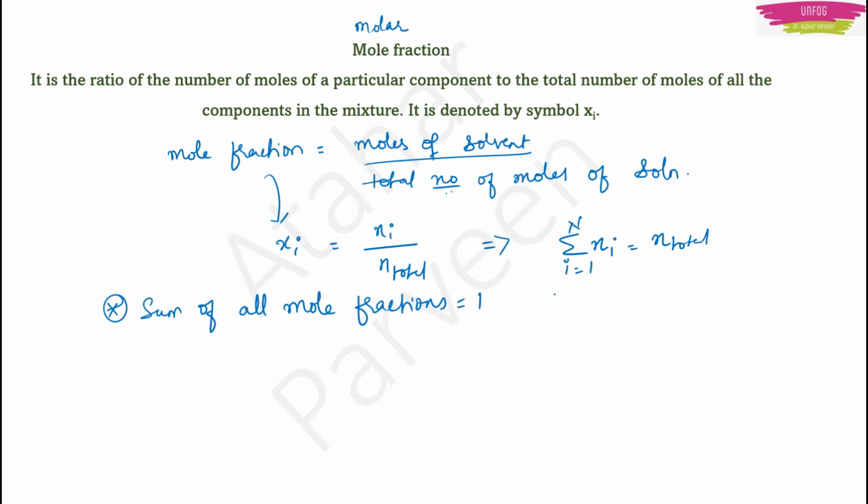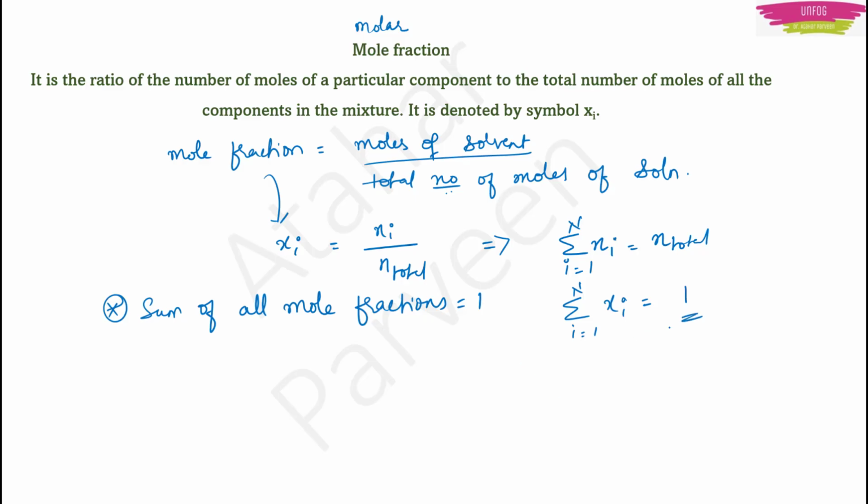Now, if I have to add many fractions in that mixture, see, if I take summation Ni, starting from i equal to 1 to n, I write it as N total. Then if I take summation for Xi, from i equal to 1 to n, this will be equal to 1.